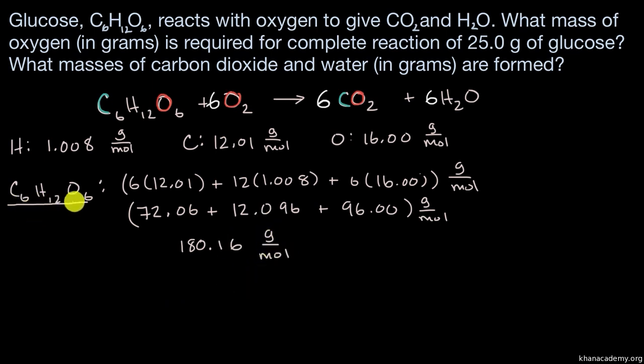And now let's think about the other molecules. If we think about oxygen, I'll do that over here to save space. Oxygen. That's pretty straightforward. A molecular oxygen molecule just has two oxygen atoms. So it's going to be 2 times this. So it's going to be 32.00 grams per mole.